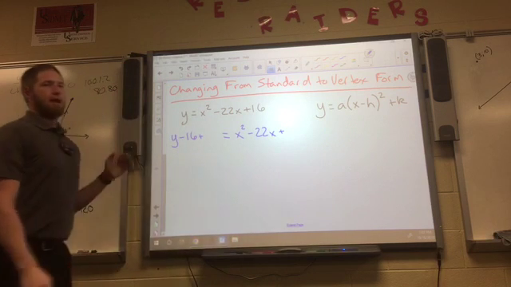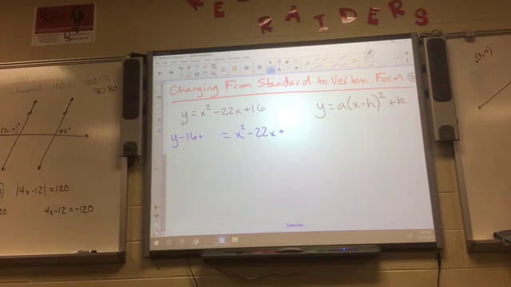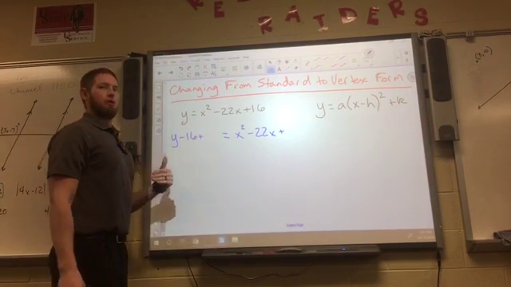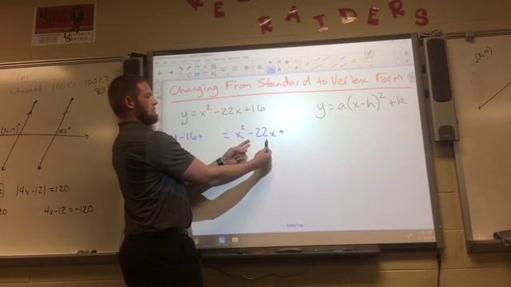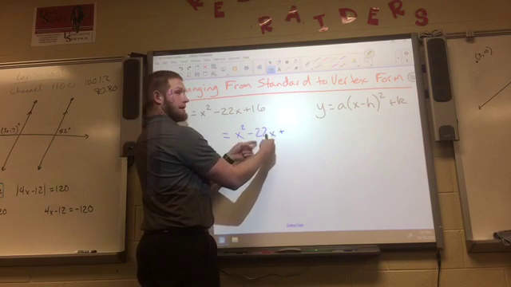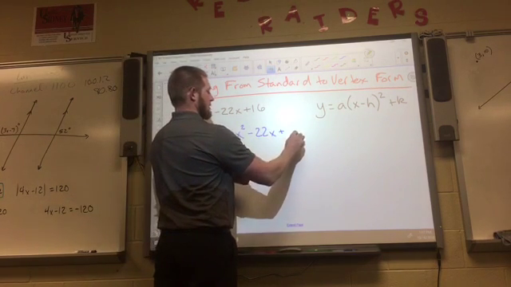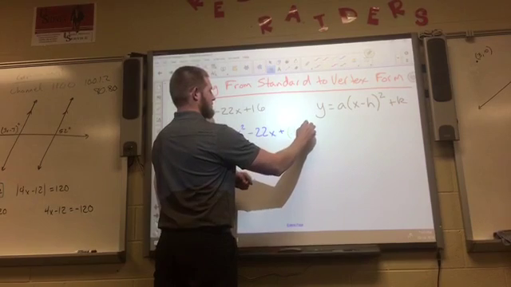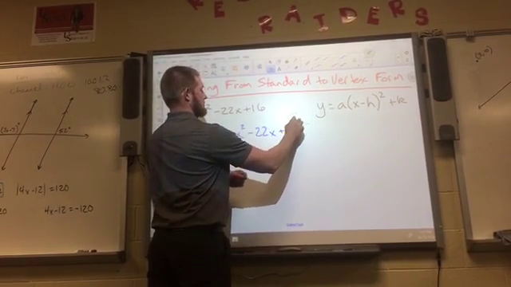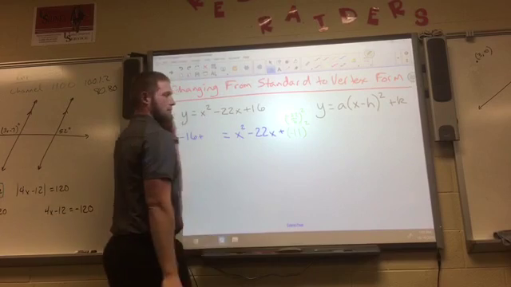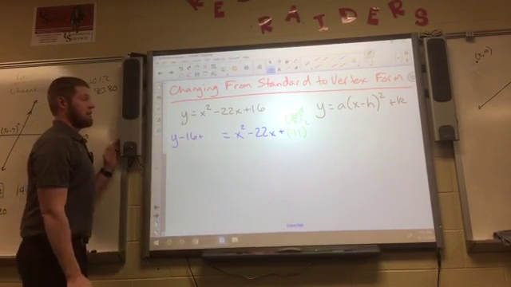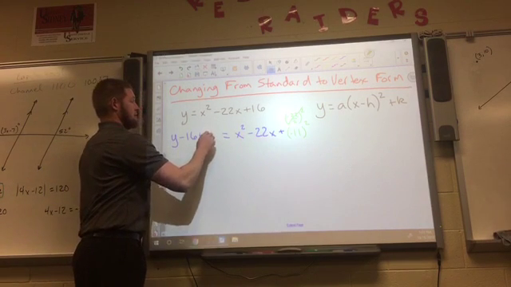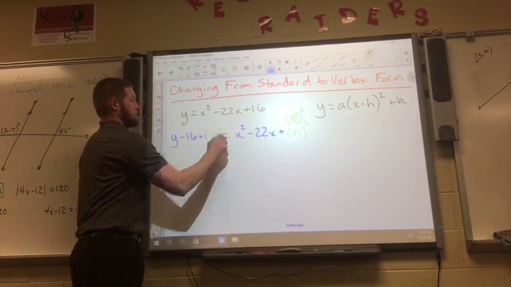Okay, now that I've done that, I have to find that new c value. How did I find that c value? b over 2 squared. b is currently negative 22. So negative 22 divided by 2 is negative 11 squared. Okay, just so I have a record of what we did. But if I did it to one side, I need to do it to the other side.